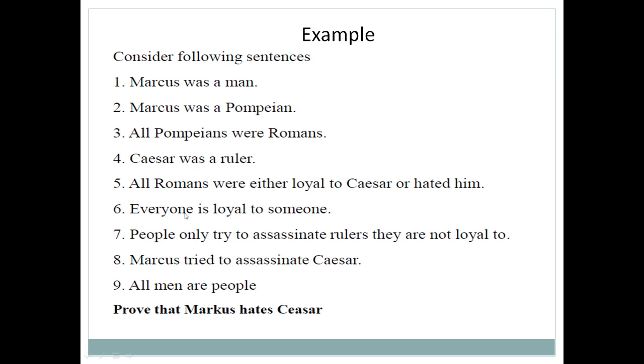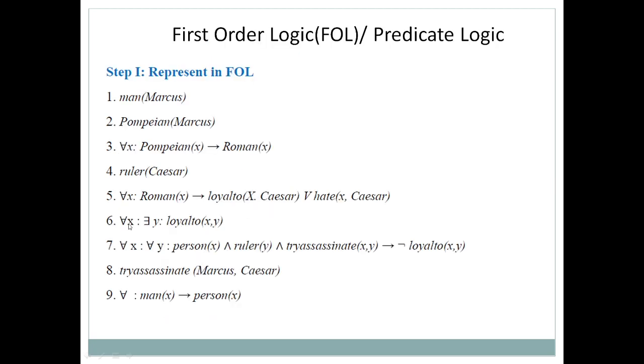So we are talking about everyone is loyal to someone. Let's see how to represent it. For all x, there exists some y where x is loyal to y.